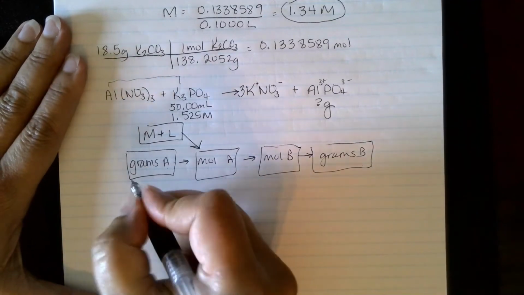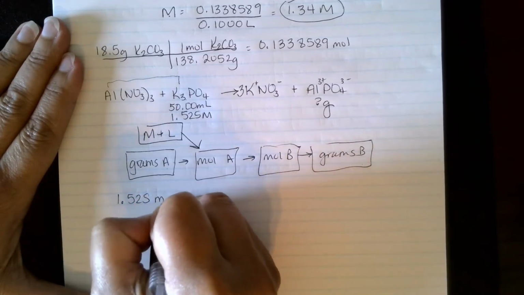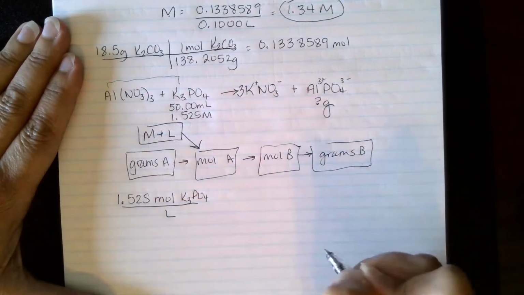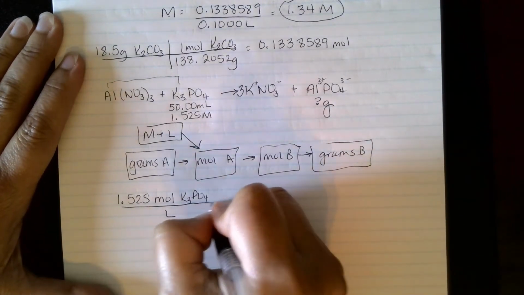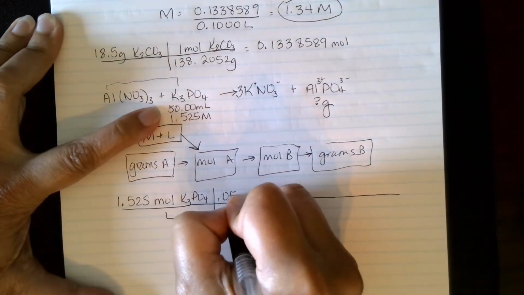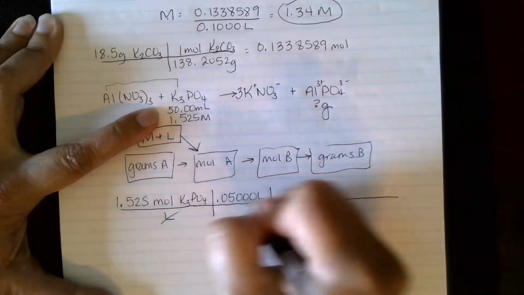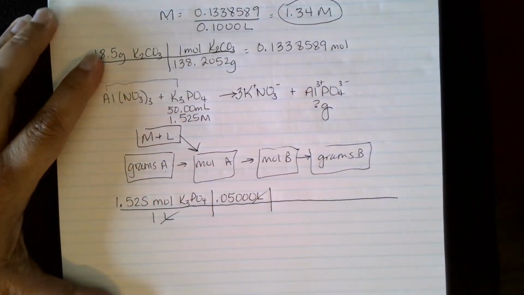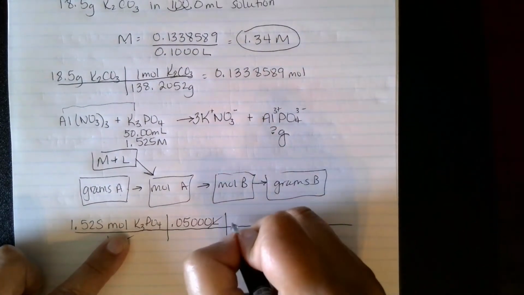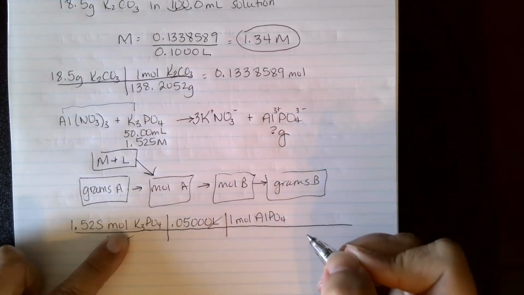Alright, so I have a molarity, which is 1.525 moles, and this is K3PO4 per liter. That's what molarity means, moles per liter. And I happen to have 50 milliliters, which is 0.0500 liters. So my liters cancel. Alright, so now I have moles of K3PO4, and they're asking me about this AlPO4. So 1, because that's my coefficient. And then my K3PO4 is also 1.